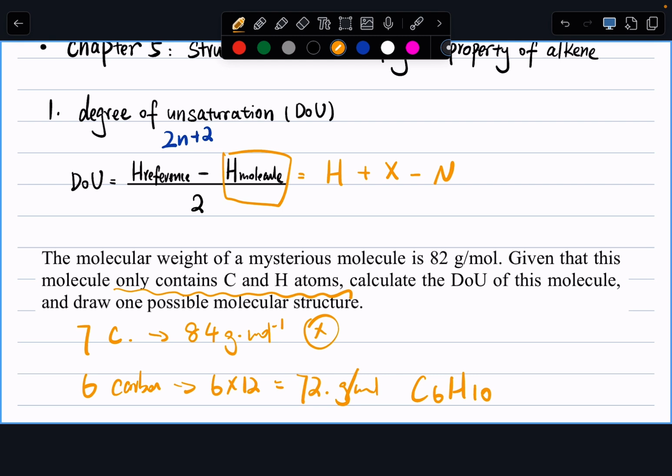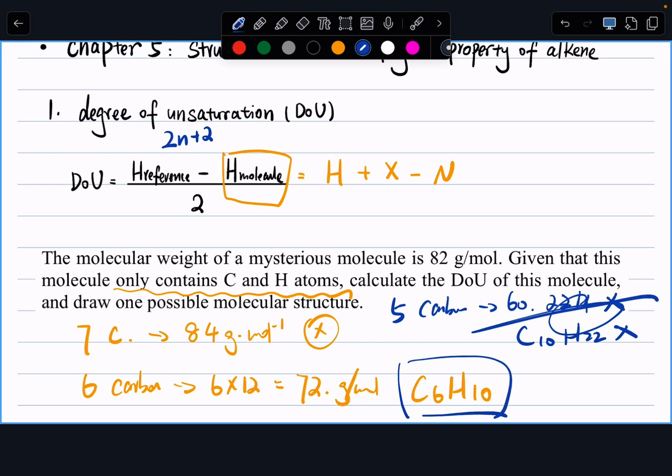All right. And as a sanity check, you can also see, what if I only have 5 carbons and a lot of hydrogens? So 5 carbons would be 60. That means we're expecting like 22 hydrogens, and that's not possible, right? So you don't have something like C10H22. It just doesn't work.